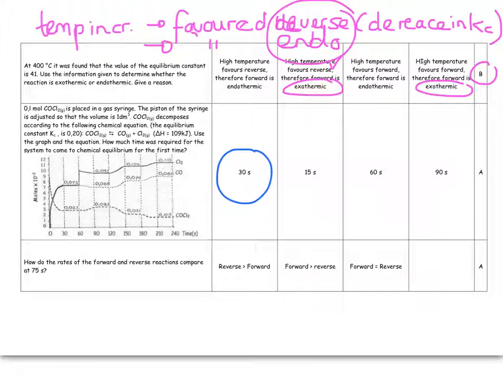So if I take a look at 75 seconds, I can clearly see I'm getting less of the Cl2 and CO, they're both going downwards, and I'm getting more of the COCl2. So in other words, at that point, the reverse reaction is being favored, so that means that the reverse is greater than the forward.